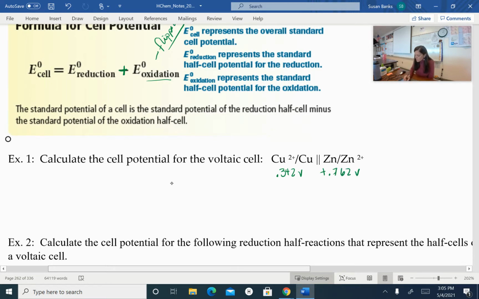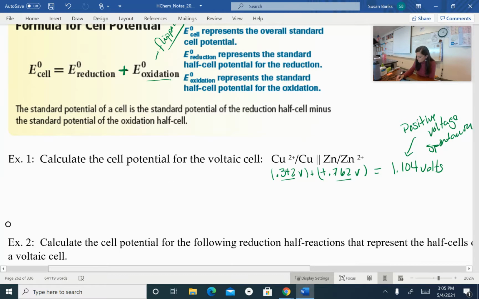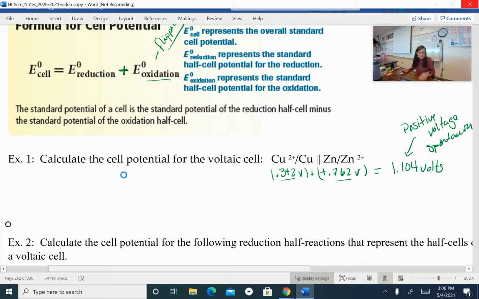Okay, so we're going to add these two together, and when we add those two together, we get a voltage of 1.104 volts. Okay, remember, we want a positive voltage to be spontaneous. Okay, so if you get a negative voltage, you know that you've added things wrong. It's not a spontaneous cell. Okay, so let's do another one.